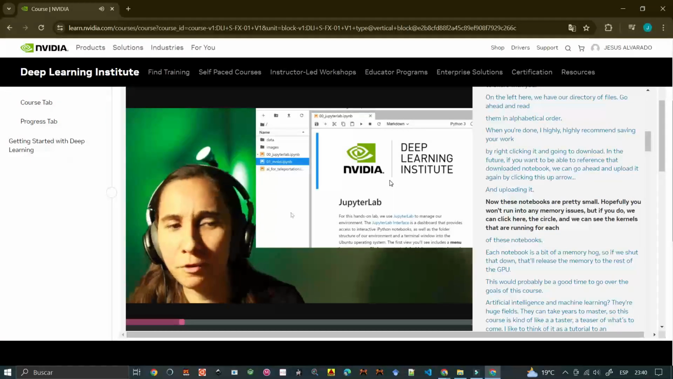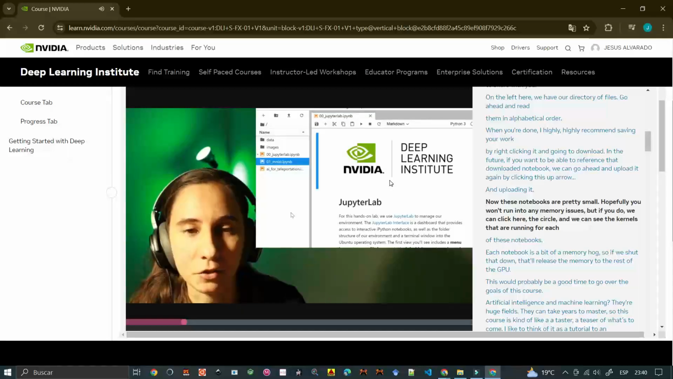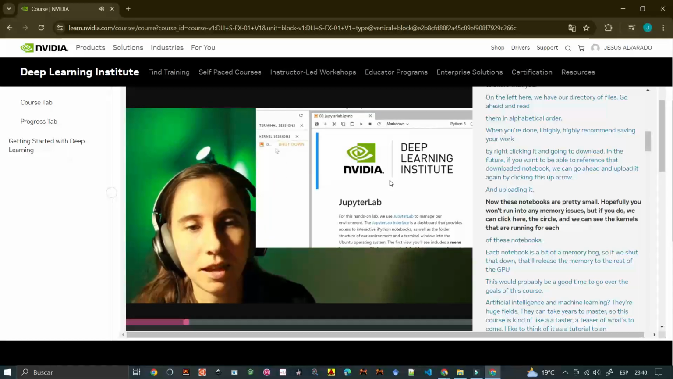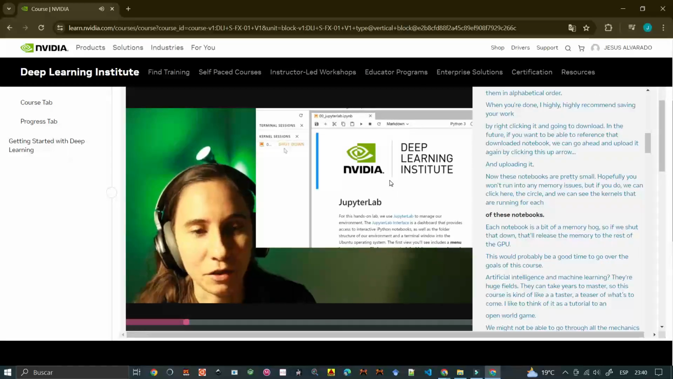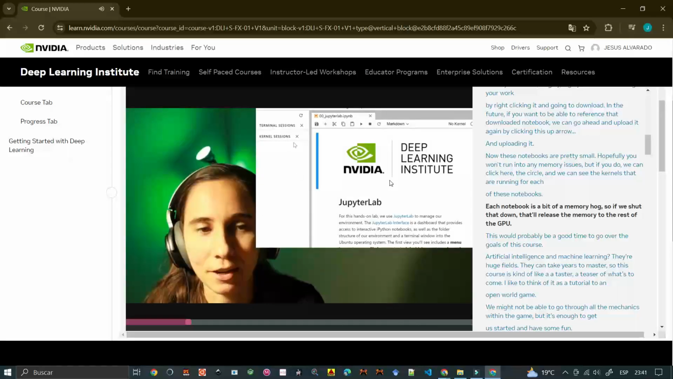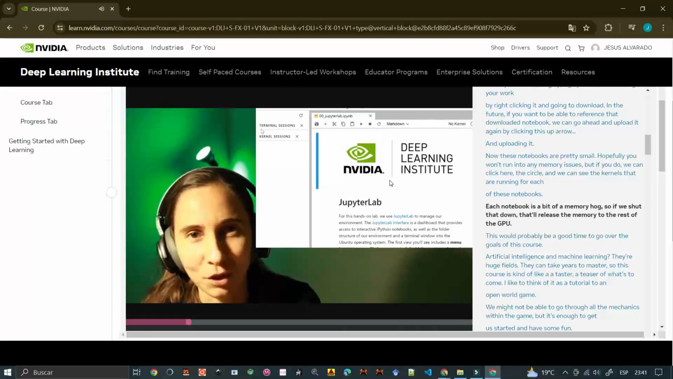Now these notebooks are pretty small. Hopefully you won't run into any memory issues, but if you do, we can click here, the circle, and we can see the kernels that are running for each of these notebooks. Each notebook is a bit of a memory hog, so if we shut that down, that'll release the memory for the rest of the GPU.